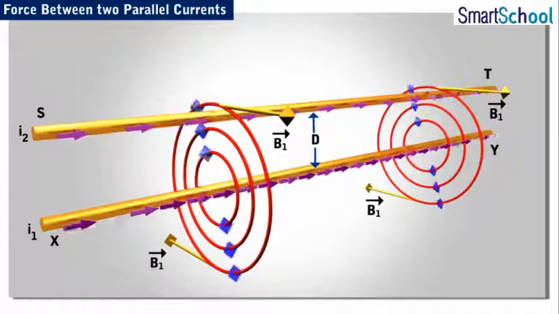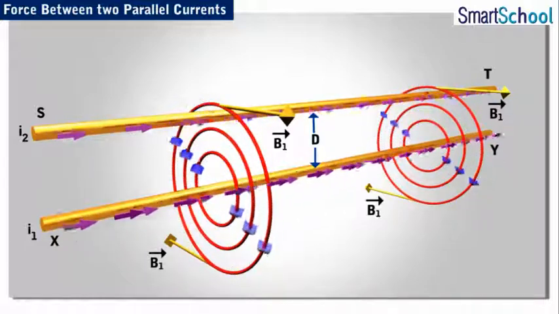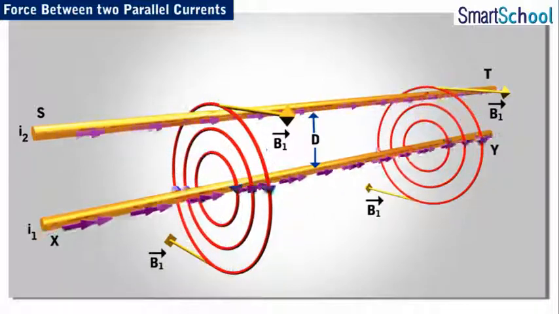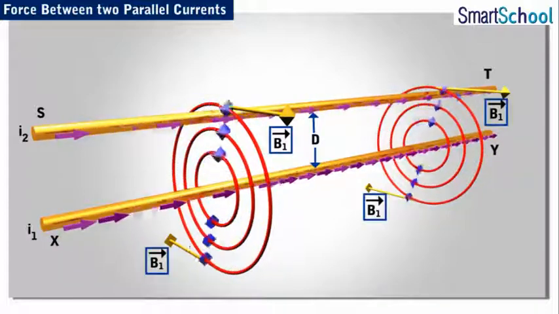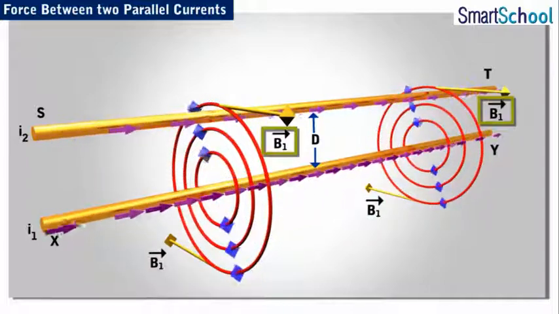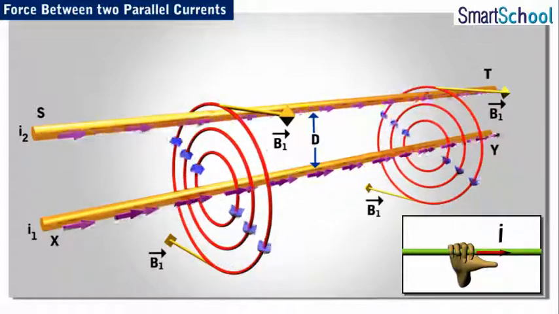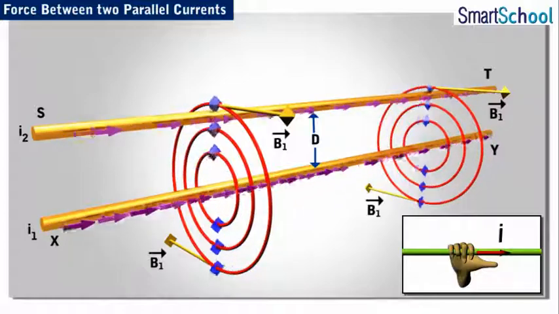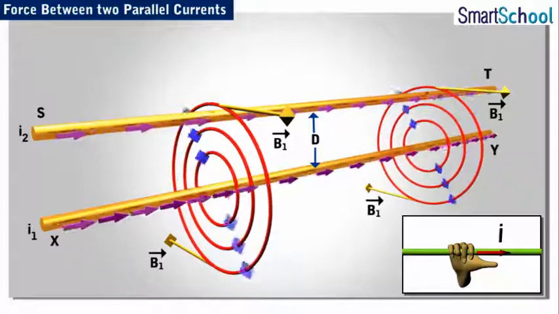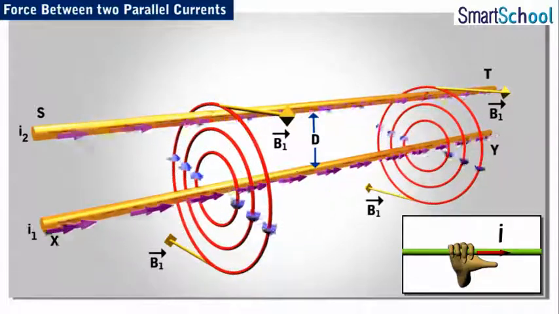The magnitude of the magnetic field induction is constant at all the points that are at equal distances from the conductor. Let the magnitude of magnetic induction due to current in XY at ST be B1. The direction of the magnetic induction B1 at ST can be found by using the right-hand rule. If we place a stretched right hand such that the thumb indicates the direction of current in XY, the direction of curl of the four fingers of the hand indicates the direction of the magnetic field due to the current in XY, as shown.